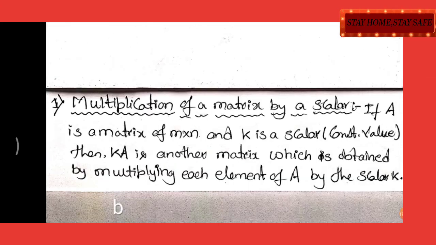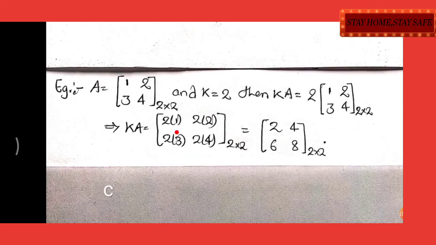As the definition says, we need to multiply each element of A by the scalar. So we are multiplying each element of A by the given scalar here. The resultant we get is 2, 4, 6, 8. That is nothing but the product of this matrix with this k. So this is how matrix multiplication by a scalar takes place.